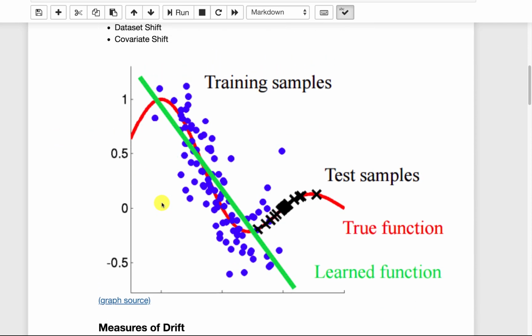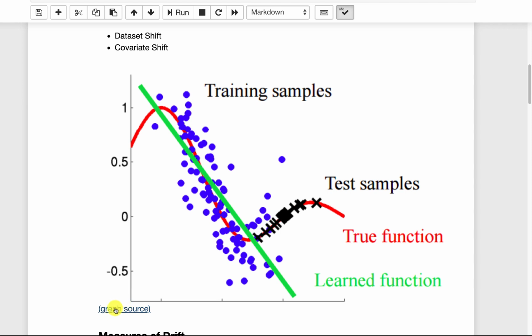This is a diagram that I gave the original source to. It's from a paper written specifically on looking at data set and covariance shifts. These are two names for this sort of phenomenon, somewhat different, but the green is the learned function. This is using a very linear model, so you'll have a lot of bias in this because it's a very linear model, but that's okay. The true function, what it should really be learning, is this red, but look what happens essentially over time.